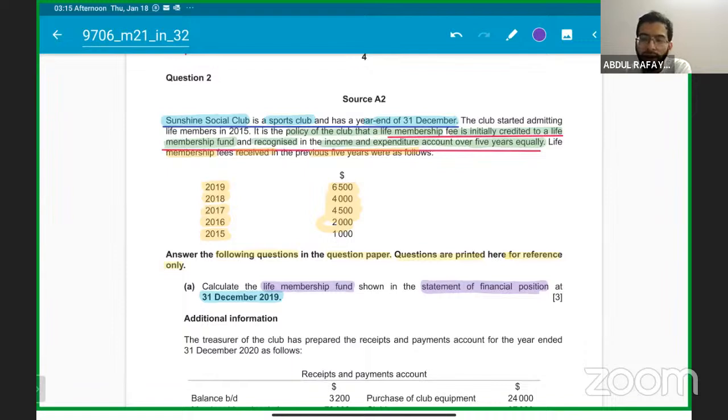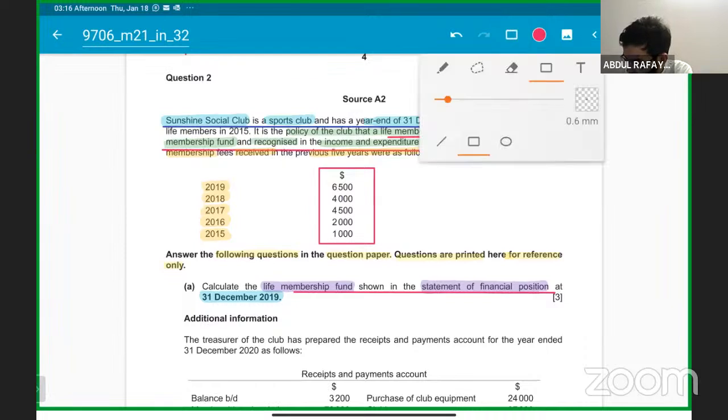So what we need to understand is that we have to make the life membership fund account, for the balance shown in the statement of financial position, students. It's very important to understand how you will solve the life membership fund. Everyone with me, following? We need the closing balance. We don't need the income amount for the year 2019. We only need the accumulated balance. They are asking for the balance that will be shown in the life membership fund account at the end of 31st December 2019, which will become what?